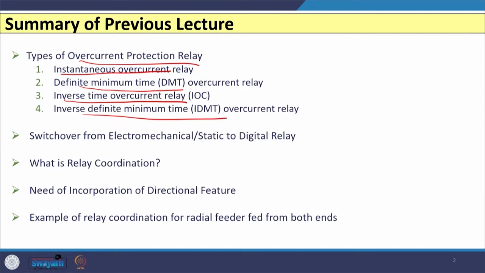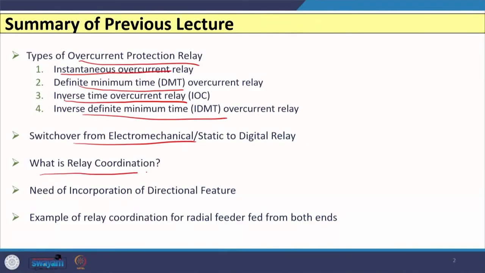After that, we have discussed the switchover from electromechanical or static to digital relay. We have discussed the reasons why most researchers have switched over from electromechanical or static to digital relays. The main reason is the settings, that is, plug settings and time dial setting ranges, which are fixed within a specific range in electromechanical and static relays, whereas in digital relays these are not fixed, they are user defined.